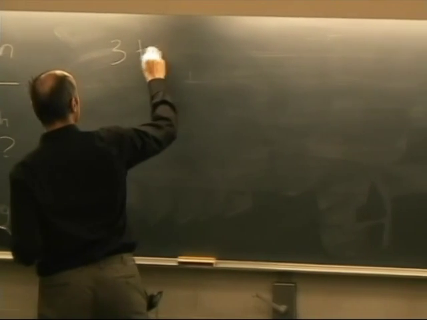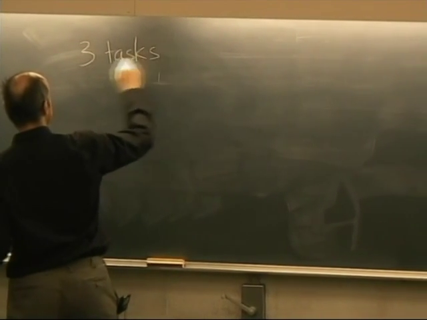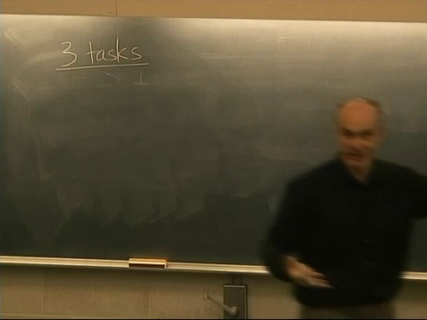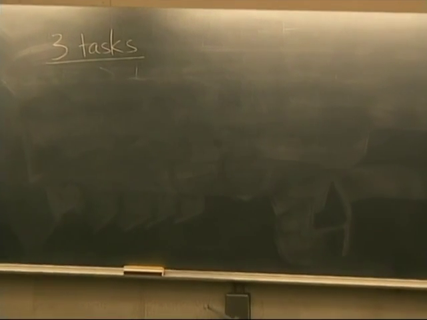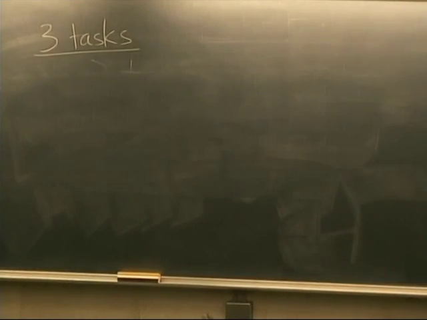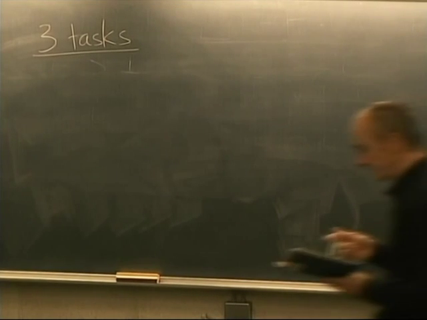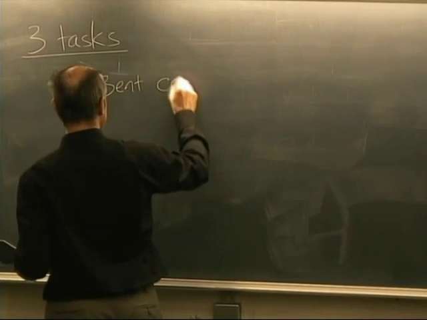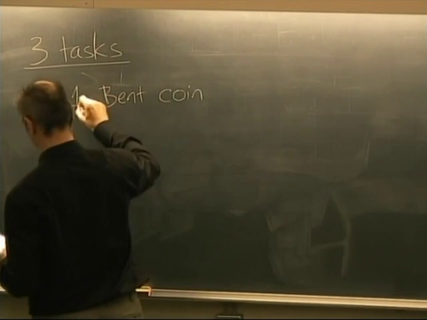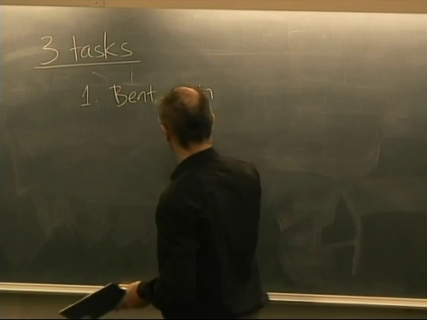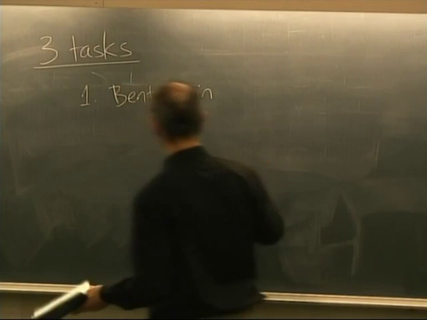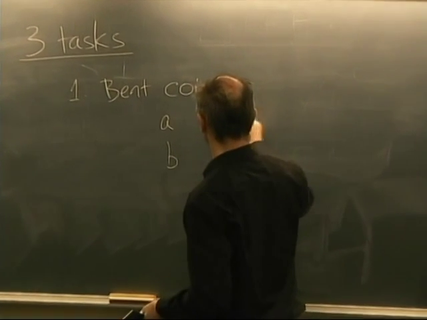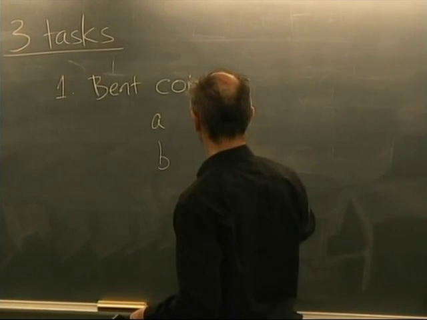So let's give ourselves three tasks. These are tasks that are simpler than the general desire that we have on the board over here. They're simpler, but they have the essence of the problems we're grappling with. The first example is going to be the bent coin. And we might have a bent coin with probabilities A, B, equal to, I don't know, 0.99, 0.01.